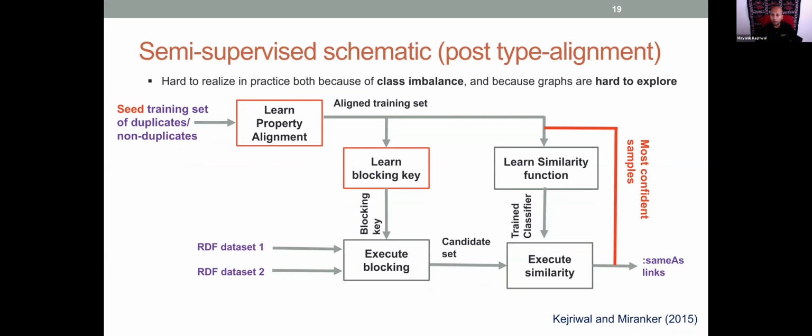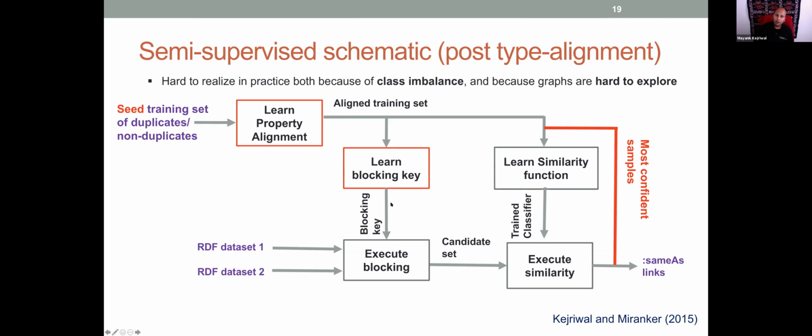We wanted to move towards the 4 simultaneous requirements by first starting with this baseline and then gradually moving up. So, for example, we were able to remove the requirement of a training set by now requiring a seed training set. So this would be very few samples, tens of samples as opposed to hundreds or thousands of samples. And we would again learn a property alignment, learn a blocking key.